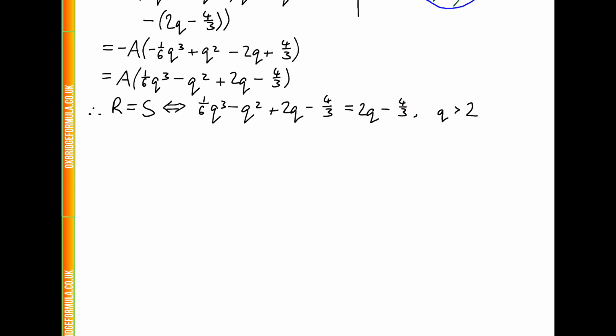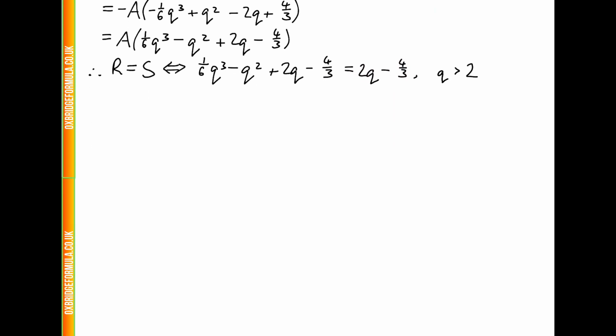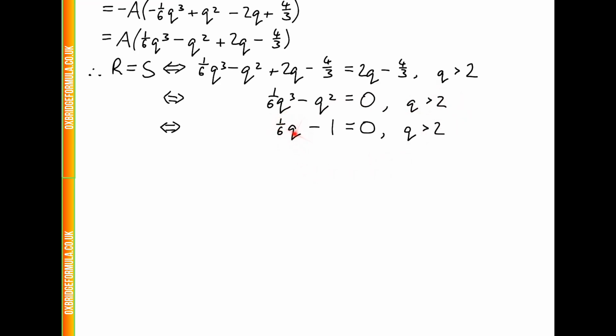So how can we do that? Well, we can see we have 2q minus 4 thirds on both sides of this equation, so let's get rid of that from both sides, and that leaves us with a 6th q cubed minus q squared equals 0. So what can we do now? Well, we can divide through by q squared, and we can do this comfortably knowing that q isn't equal to 0, because we know that q is strictly greater than 2. That leaves us with a 6th q minus 1 equals 0. If we bring the 1 onto the other side and multiply through by 6, this tells us that q must equal 6.